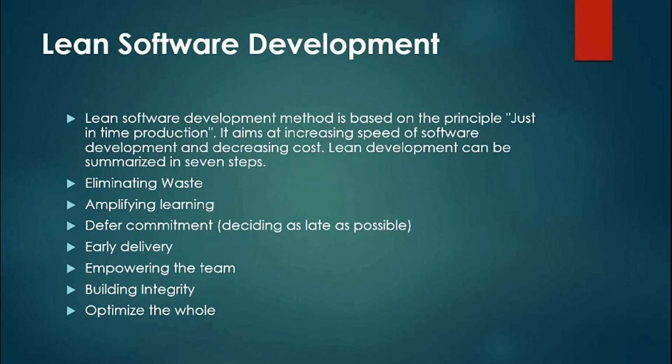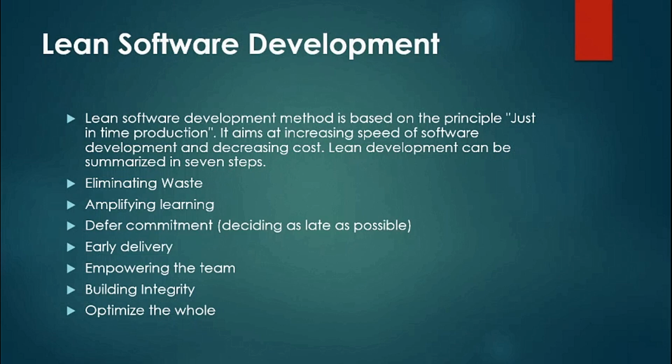Now comes lean software development. Lean software development is also a part of the agile methodology. The lean software development method is based on the principle of just in time production. It is also called JITP. Okay, it aims at increasing the speed of software development and decreasing cost. Lean development can be summarized in 7 steps: eliminating waste, amplifying learning, deferring commitment, early delivery, empowering the team, building integrity in and optimizing the whole.